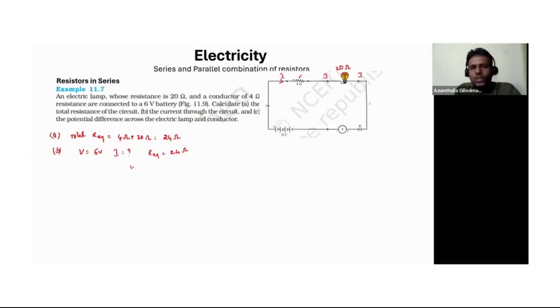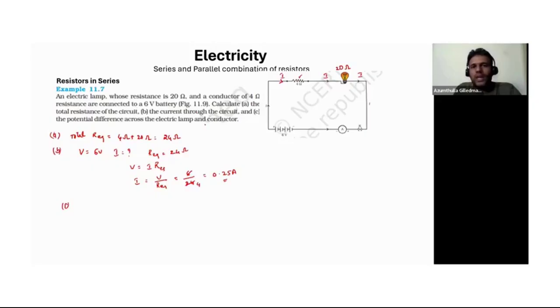Now, according to Ohm's law, what is V? V equal to I into R, here R equivalent. Now, what is I? I equal to V by R equivalent. What is V? V is 6 by 24. 6 ones are 6, 6 fours are 24, so 1 by 4 means 0.25 amps. You following? These types of problems are very important and interesting as well, right?